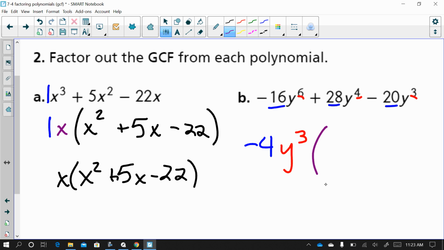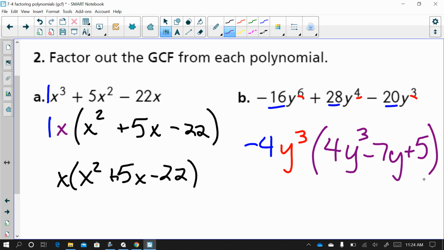Okay, parenthesis, what's left? What times negative 4 gives you negative 16? Positive 4. Okay, if I take 3 of these y's away from the 6, I have 3 left over. Okay, what times negative 4 gives you positive 28? Negative 7. I have 4 and I took 3 away, so I have 1 y left. And what times negative 4 gives you negative 20? Positive 5. I had 3 y's, I took 3 away, so I don't have any more y's. The answer is negative 4y cubed times parentheses 4y cubed minus 7y plus 5.